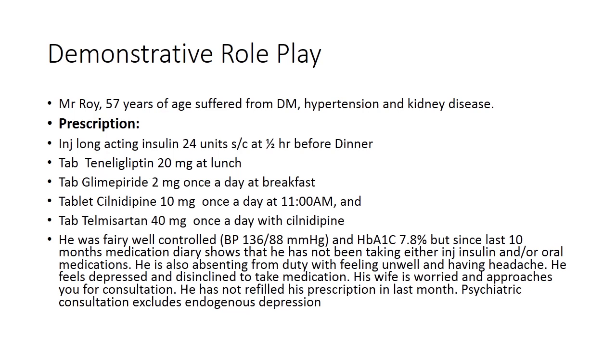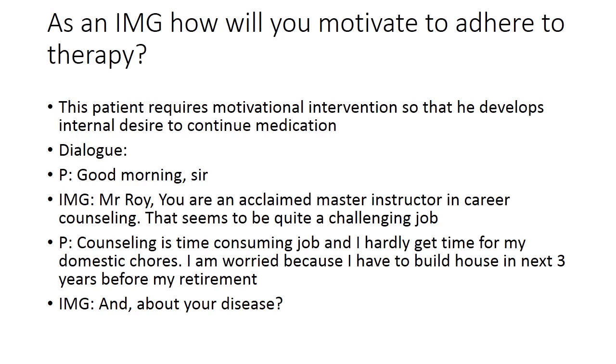He was fairly well controlled with control of hypertension, blood pressure and hemoglobin A1C, but since the last 10 months his medication diary shows that he has not been able to take insulin injection regularly or oral medications regularly. He is also absenting from duty with feeling unwell and having headaches. He feels depressed and disinclined to take medicine. His wife is worried and approaches you for consultation. He has not refilled his prescription last month. Psychiatric consultation excludes endogenous depression. So now, what role will you, as a student or IMG, play?